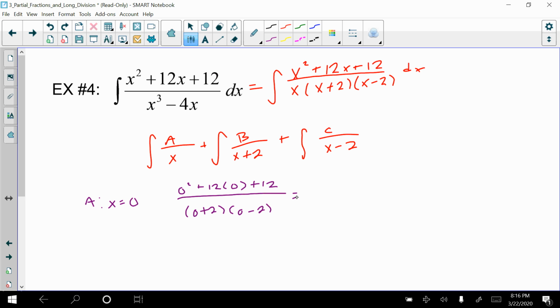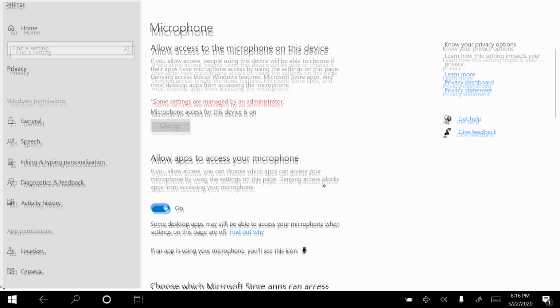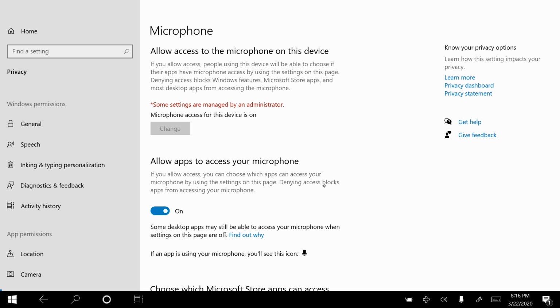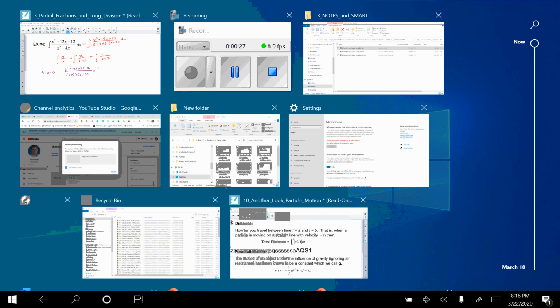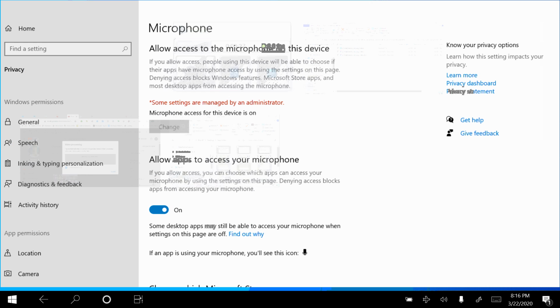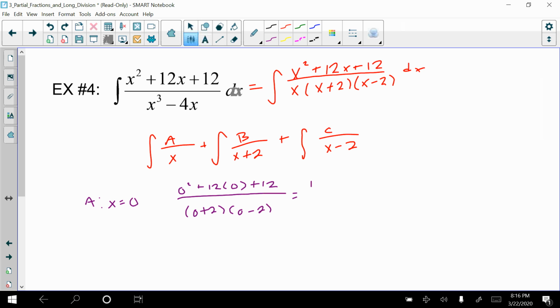And now we're going to simplify it. So overall, the numerator works out to be 12. Uh-oh, didn't mean to do that. Hit something on my keypad here, or my taskbar. So the overall numerator is just going to be 12. So 0 plus 2 is 2, and 0 minus 2 is negative 2. So 2 times negative 2 gives me a negative 4. So this overall simplifies to be a negative 3. And that's going to be my value for A. All right.